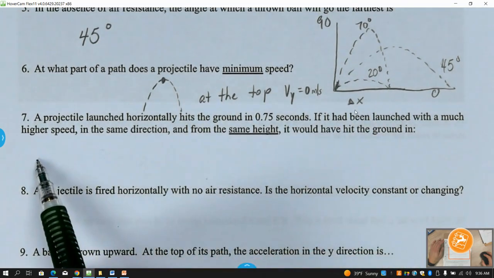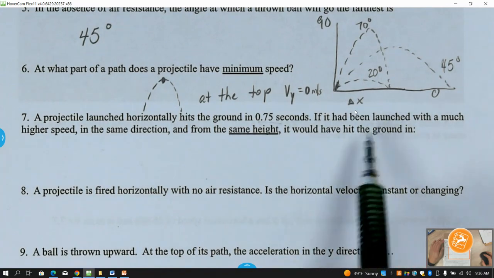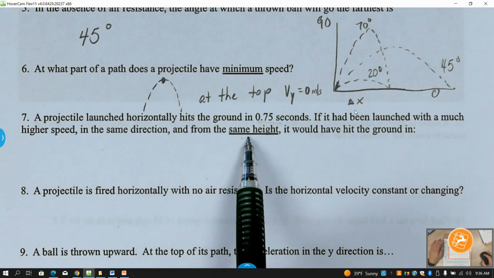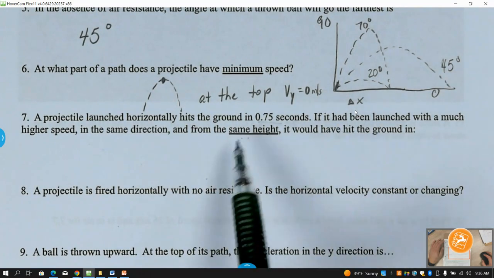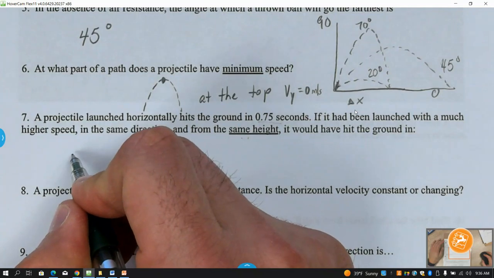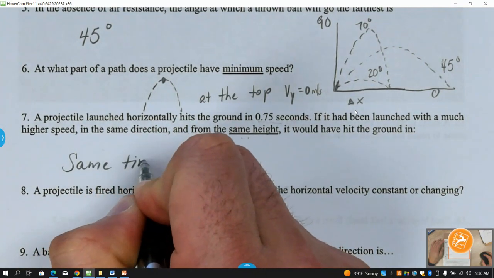All right, a projectile launched horizontally hits the ground in 0.75 seconds. If it had been launched at a much higher speed in the same direction and from the same height, would it have hit the ground in less than 0.75, exactly 0.75, or more than 0.75? Correct. Yep.